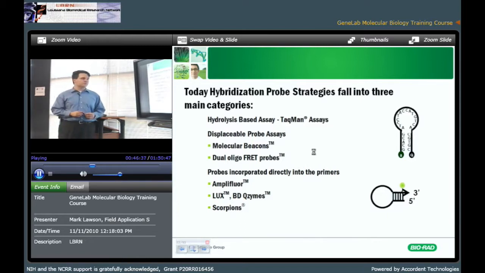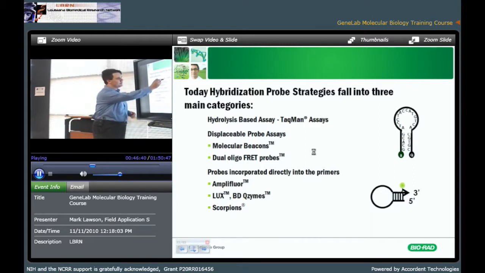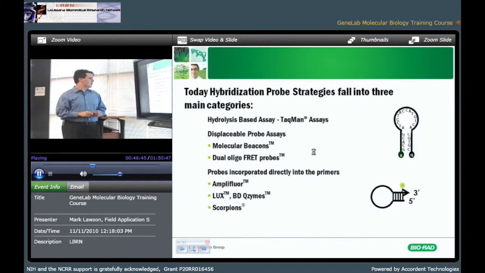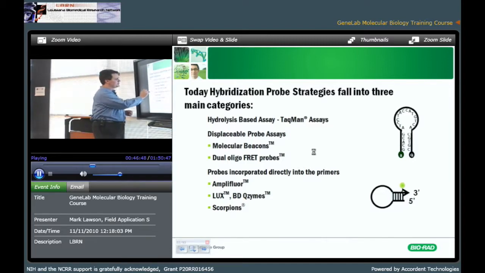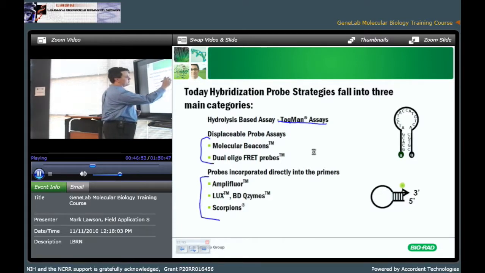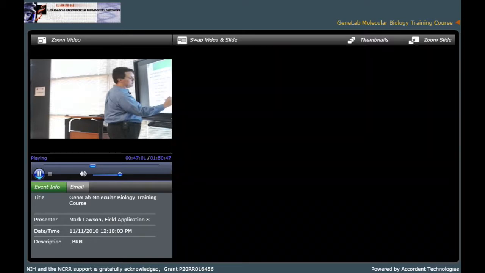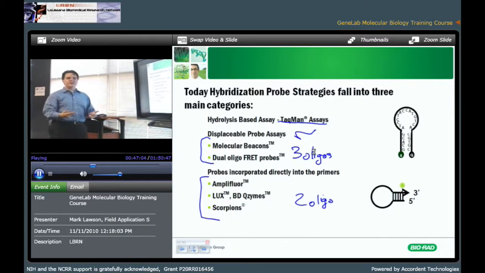That's the one most people are familiar with. And that's a particular brand name for a dual-labeled hydrolysis probe. Right? There are a number of other ones. There's displaceable probes, and then there's probe incorporated directly into the primers. Remember here, including this, we have 3 oligos. Here we still only have 2 oligos, 2 oligonucleotides. Right? The advantage of the 3 oligo system is that all 3 events have to occur. All 3 oligos have to find their complement for a signal to be generated. So it's more specific. It's also more expensive.